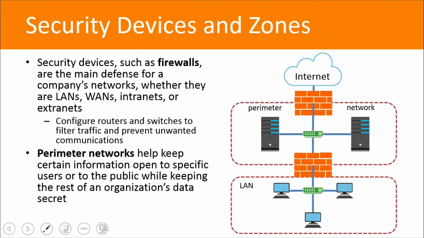We can also set up perimeter networks, the demilitarized zones. We talked about those a little bit earlier. They help keep open specific information that you want to make available for public users, while making sure that you keep people out of your organization's data, right? That private data that you want to keep private.